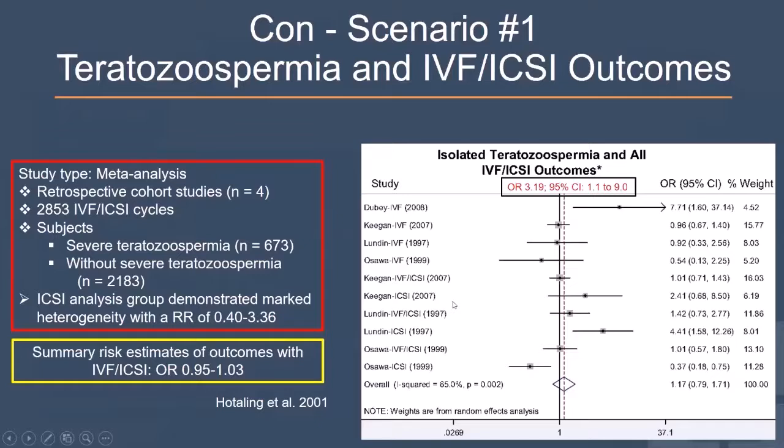On the other hand, those more recent studies are rather critical of the implementation of strict criteria and morphology at all. Here I show a study by Hoterling 2001. These authors included more than 2,800 IVF and ICSI cycles with quite a number of teratozoospermic patients, and with the exception of this study here by Dubey et al. of 2008, the odds ratios here do not look great. And as a consequence, Hoterling et al. concluded that sperm morphology is not a good predictor of fertilization after assisted reproduction.